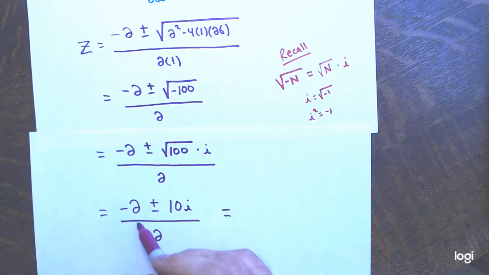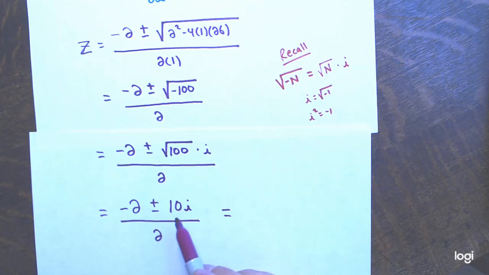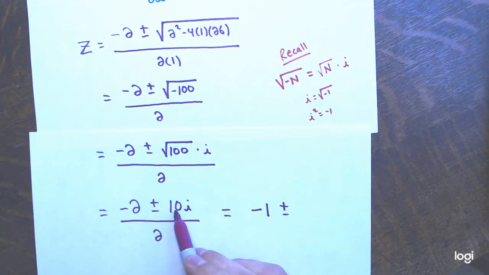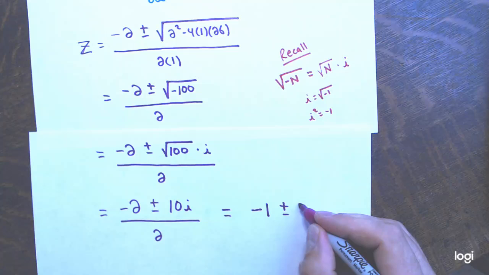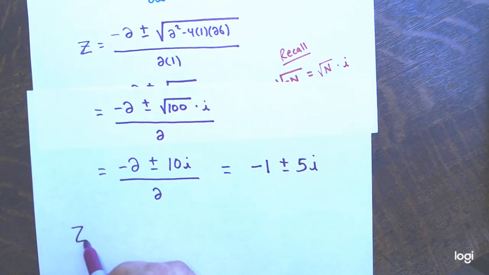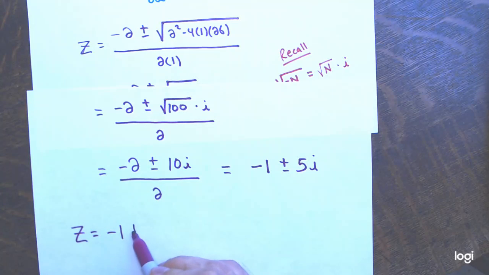They both have a common factor of 2. But it's very easy to see that I can simplify these easily when I divide each one by 2. Take every term in the numerator, divide by 2: negative 2 divided by 2, negative 1, plus or minus, and then 10 times i divided by 2, well, 10 divided by 2 is 5, so you have 5i. So my solutions are negative 1 plus 5i, or negative 1 minus 5i.